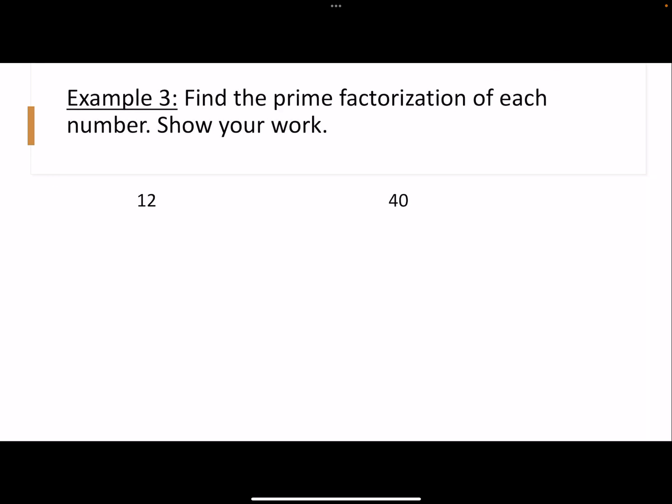Okay, so find the prime factorization of each number. We want to show our work. We just did 12, but for our notes, we'll continue on. I'm going to use 4 times 3. I'm going to break 4 down into 2 times 2, and we can see we get 2 squared times 3. And you can see that I've typed in the answers there for you.